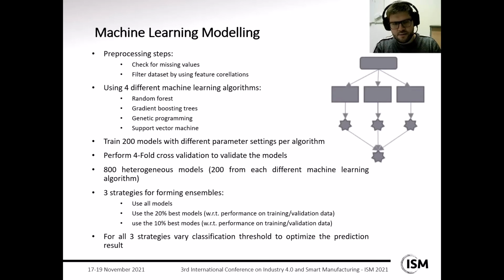Then for forming model ensembles, we use 3 different strategies. First, we use all 800 models to form a model ensemble. Then we use only the best 20% of models. And at the end, we only use the best 10% of models to form an ensemble. And for all these three strategies, in addition to the normal accuracy calculation, we also vary the classification threshold so we can optimize the prediction results even more.